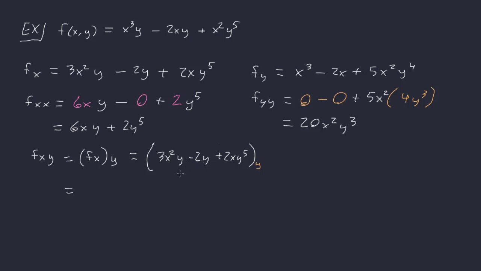Okay, so that's going to go to 1. That's going to go to 1. So we'll have 3x squared times 1, minus 2. I should probably fix these up a little bit. Okay, then the 2x will come along for the ride here, and the derivative of y to the 5th is 5y to the 4th. Okay, so when simplified out, this is going to be 3x squared minus 2 plus 10xy to the 4th. Okay, so there's f sub xy.